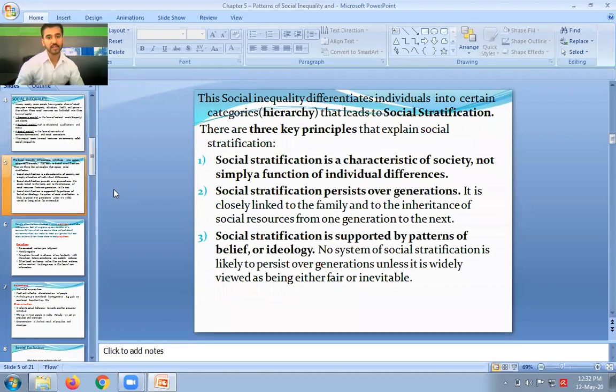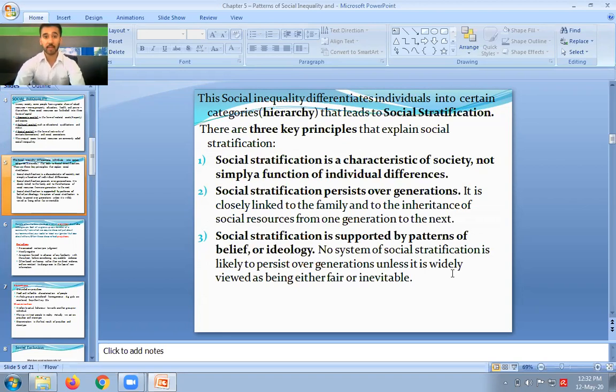Okay, social stratification persists over generations. It is closely linked to the family and to the inheritance of social resources. It is closely linked to the family and to the inheritance of social resources from one generation to another. I've already discussed these lines. You know what happens, whenever I see any topic, any concept, I try to explain it as much as I can. I always try to explain everything regarding it. That's the reason I always come across statements where I say I've already discussed these lines with you, that it is closely linked to the family.